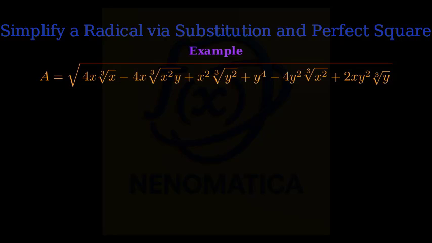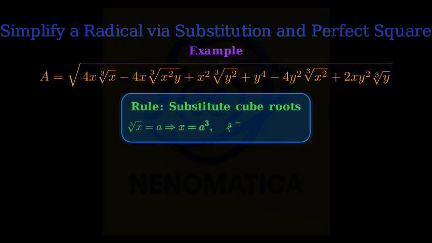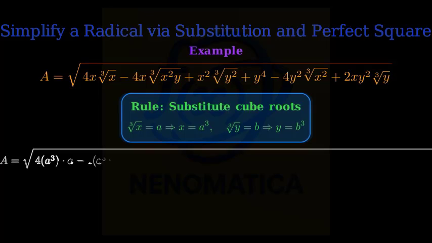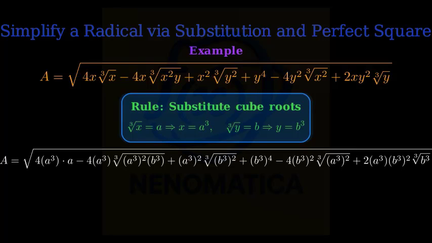Step 1. Use a clean substitution to simplify all cube roots. Let a equal the cube root of x, so x equals a cubed. Let b equal the cube root of y, so y equals b cubed. Now, rewrite A using a and b.